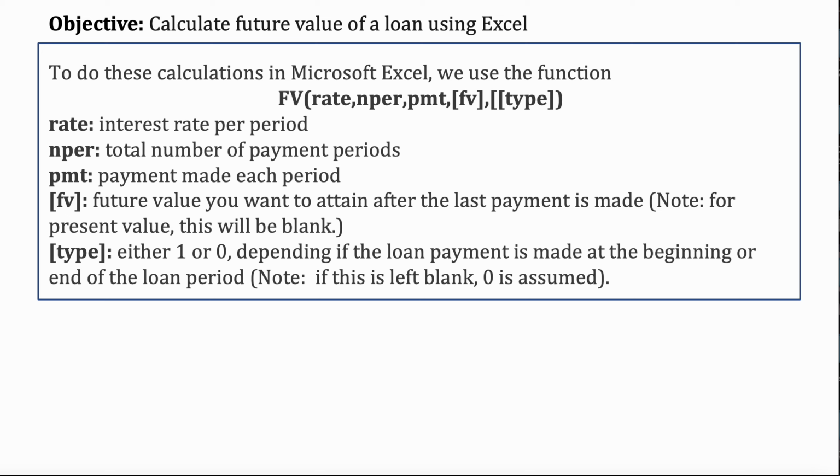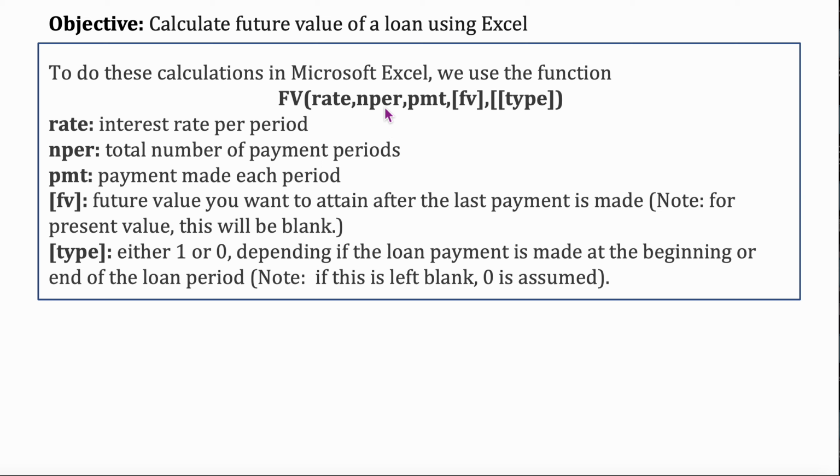In this video, we are going to calculate future value of a loan using Excel. Now, to do these calculations in Excel, we are going to use the function we see here, that FV stands for future value. And let's talk about what these things are right here. We have the rate. Now, that is the interest rate per period, and I'll show you how to enter that as we go through this process.